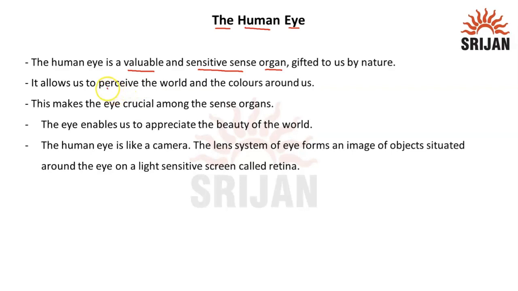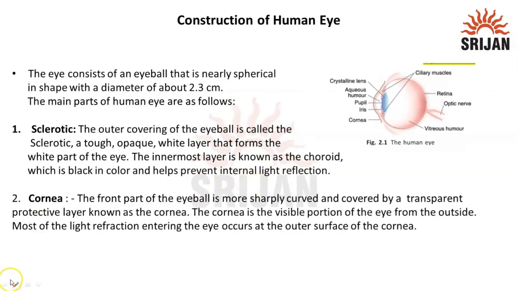Our eyes allow us to perceive the world and colors around us. It makes the eye crucial among the sense organs, enabling us to appreciate the beauty of the world. In fact, the human eye acts like a camera. The lens system of the eye forms the image of the objects situated around the eye on a light-sensitive screen called the retina. Let's just study the construction of the human eye in great detail.